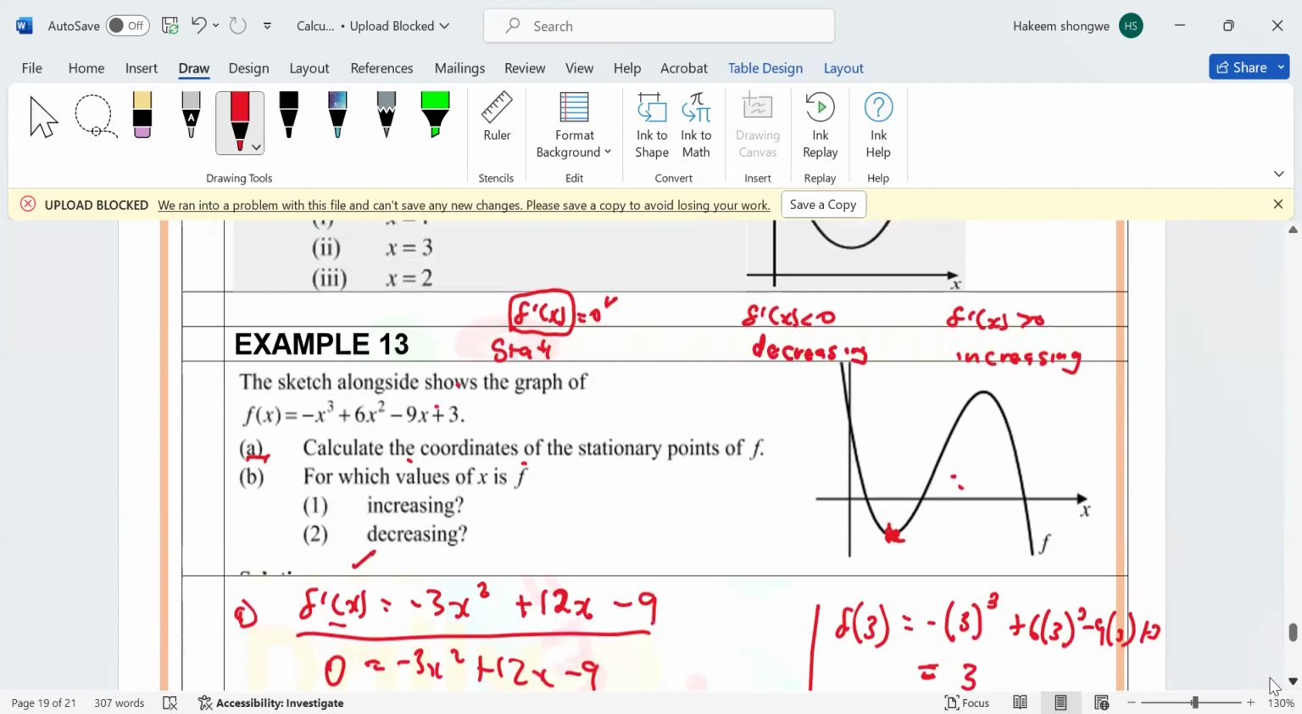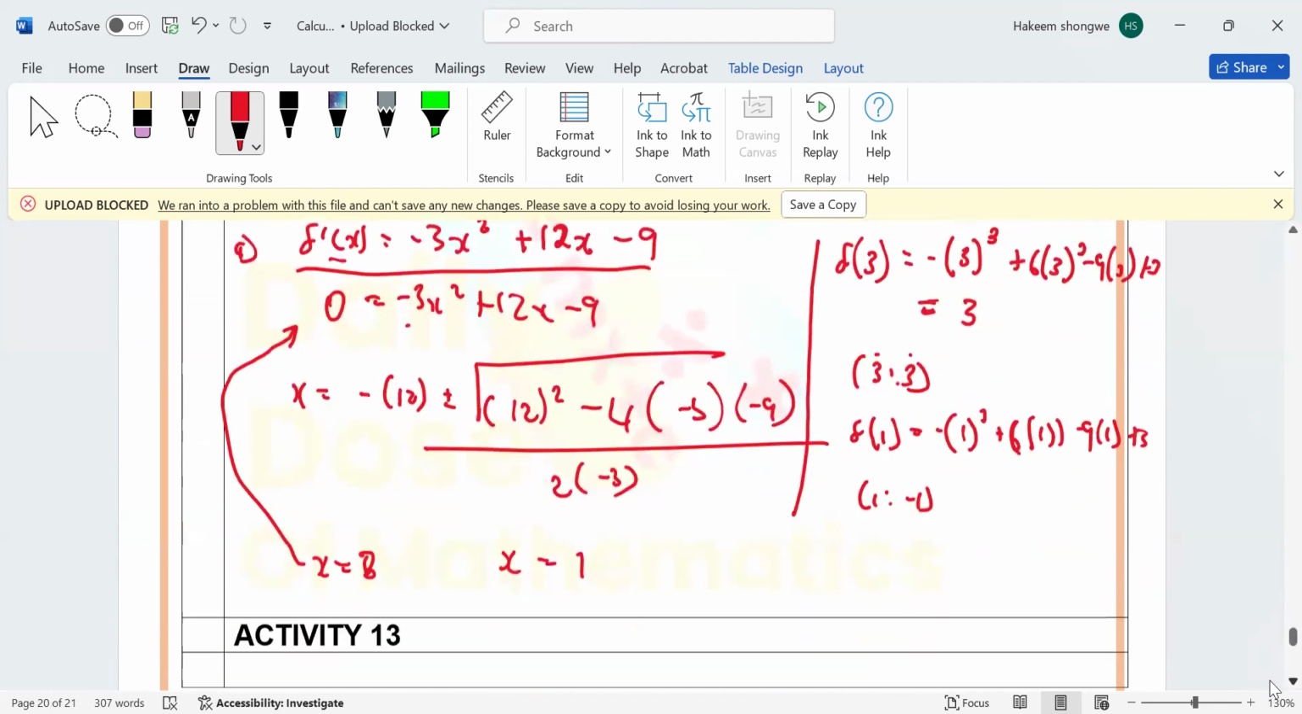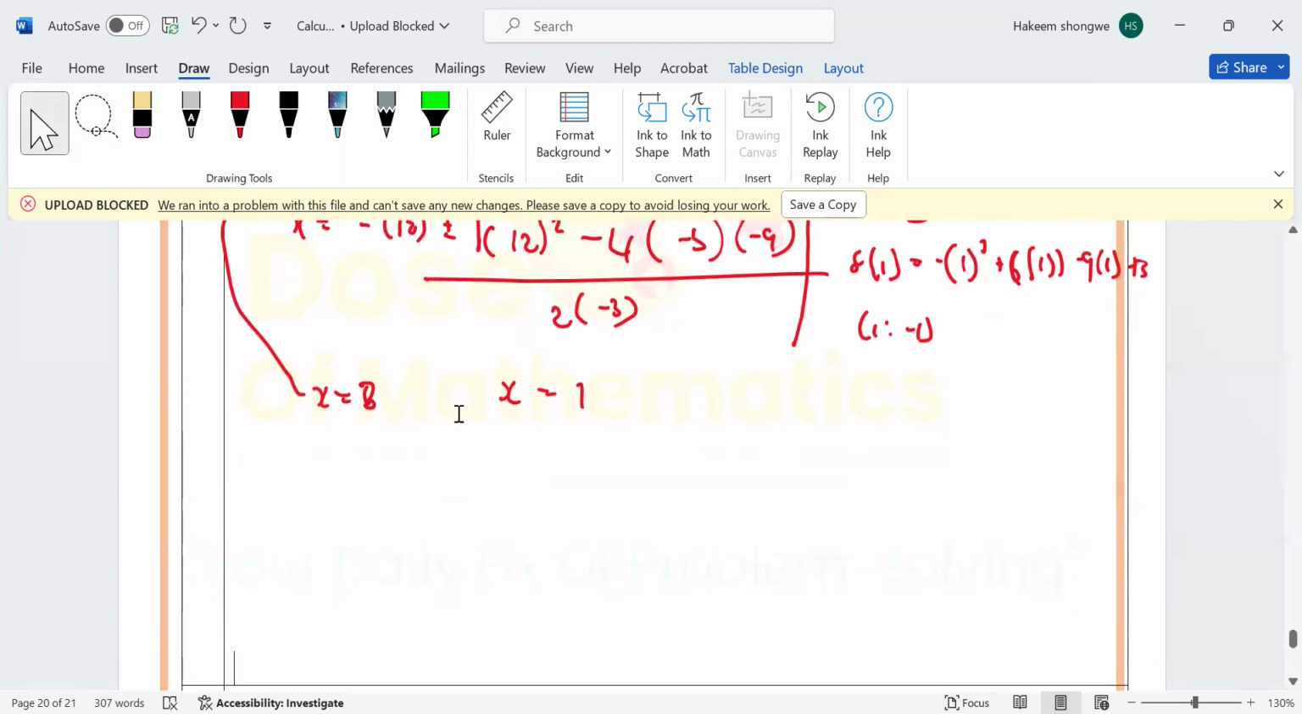What else do they want? They want to know for which values of x the function is going to be increasing. Start with number 1, part B, number 1. They want us to talk about increasing. Now look at this. If you talk about increasing, what are you going to have? Look at this. This is number B, number 1.